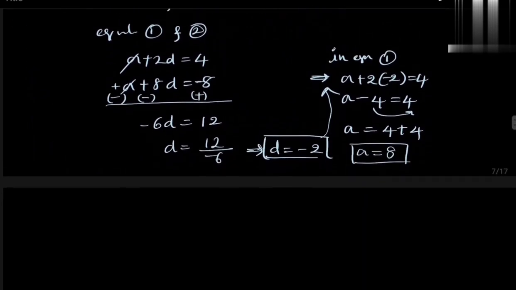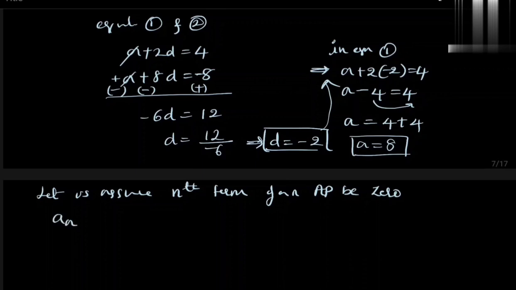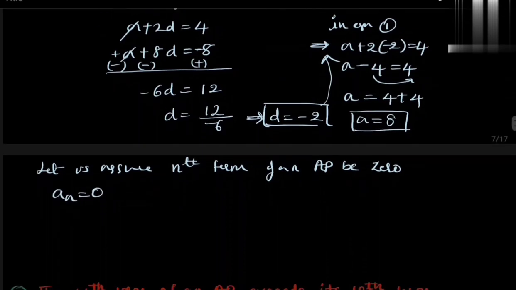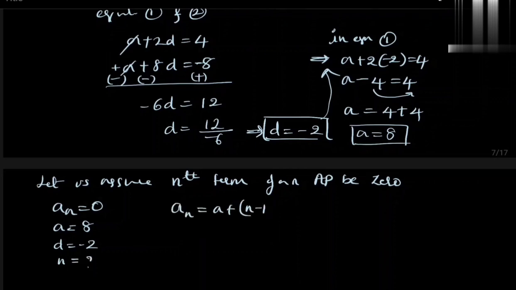So let us assume the nth term of an AP be 0. So that is An is equal to 0, we are assuming. So the last term is 0 we are assuming. We already found the first term and the common difference, right? That is A is equal to 8, D is equal to minus 2. So now we want to find the number of terms n. We know that the nth term of an AP is An is equal to A plus n minus 1 into D. So substitute here. An is 0, A means 8, plus n minus 1, and D means minus 2.